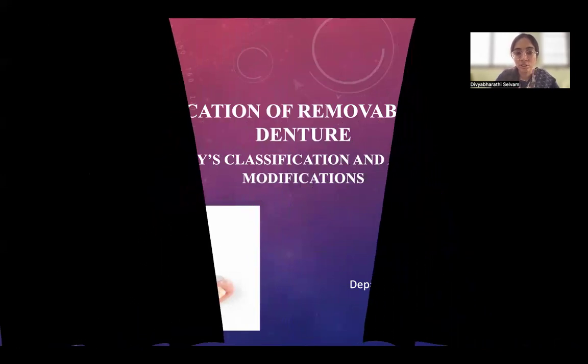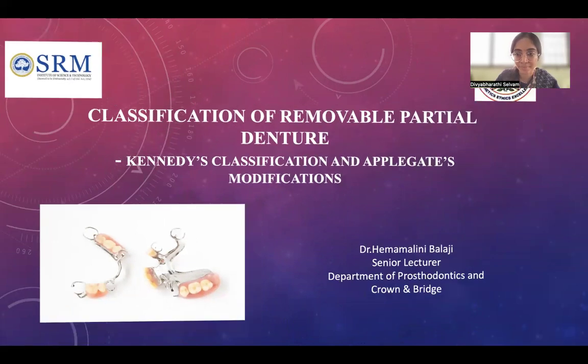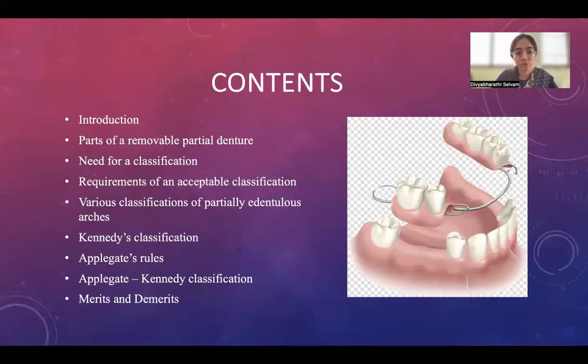Hello everyone. The topic for today is classification of removable partial denture, and we'll see in detail on the Kennedy's classification and Applegate's modification. The contents that we're going to see in this discussion are introduction, parts of a removable partial denture, need for a classification, requirements of an acceptable classification, the various classifications of partially edentulous arches that are available, and see in detail the most acceptable Kennedy's classification, Applegate's rules, and the modification of Kennedy's, their merits and demerits.